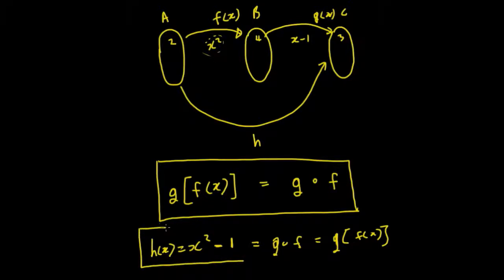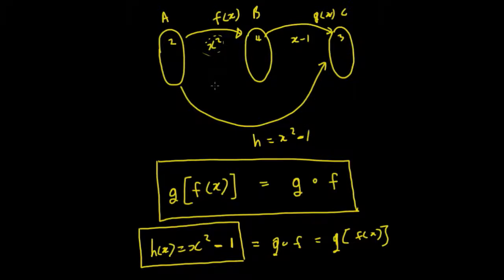Now we'll see whether that works. We can check it with a value. If this works, then 2 should go to 3. So let's check and see if it does. h of x is x squared minus 1. So 2 squared is 4, minus 1, which is 3. So it seems to be working. It's worked for that one anyway. So this function here is equivalent to doing both of these functions.